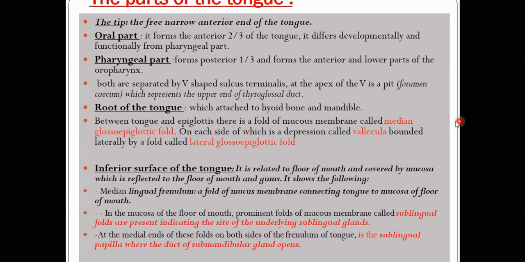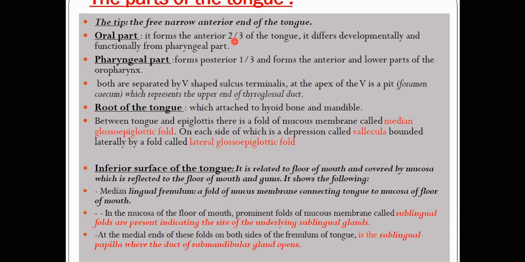Now, there are parts of the tongue. We divide the tongue into two parts: the oral part and the pharyngeal part. The oral part forms the anterior two-thirds of the tongue. If we divide the tongue into three portions, it is the anterior two-thirds. It differs developmentally and functionally from the pharyngeal part.